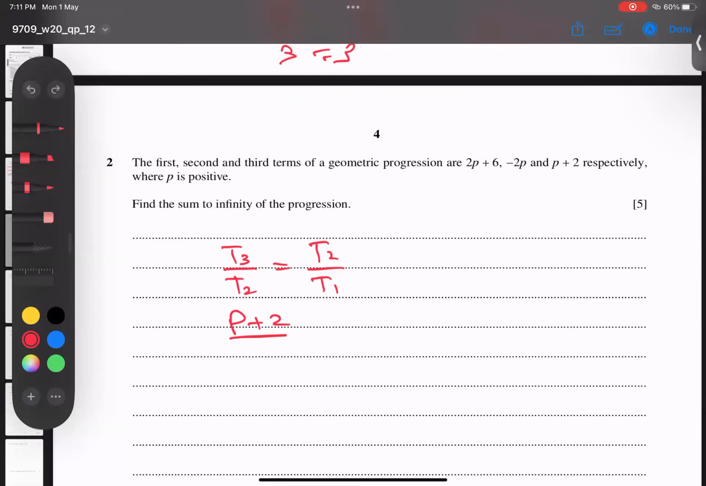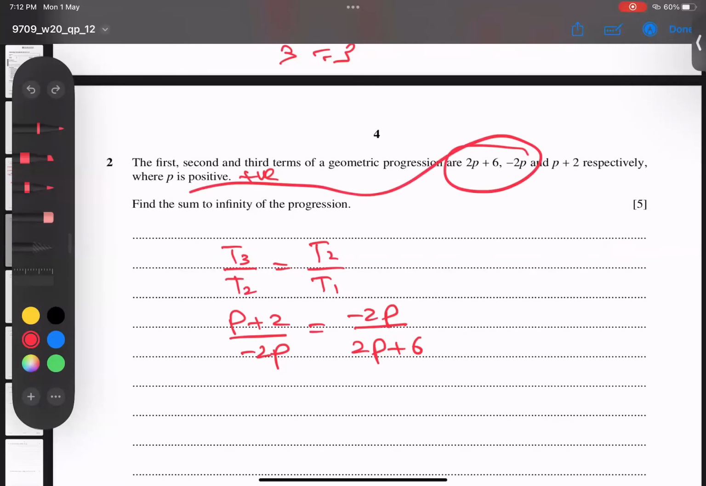Second term is negative 2p. Again, negative 2p, and first term is 2p plus 6. And what a question he's asking: p is positive, he mentions, and sum to infinity is my target. First of all, I have to find the first term and common ratio, then I can apply the formula.